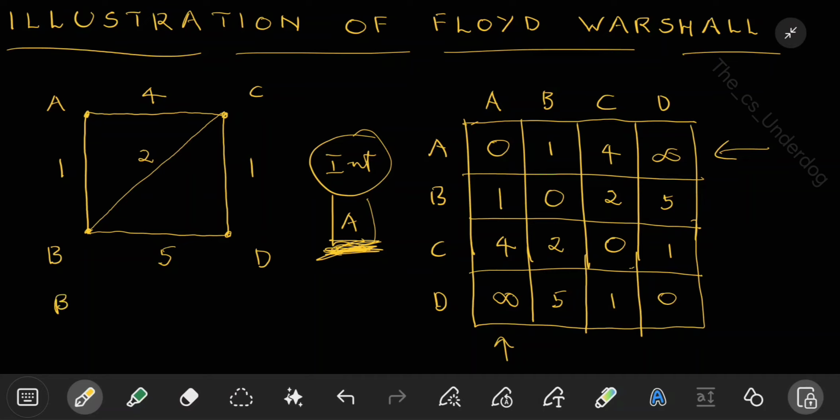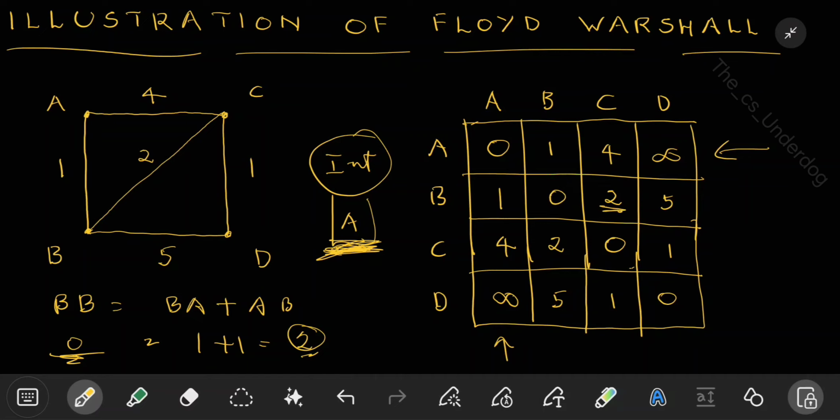Let us see. For BB, initially it was 0. If we consider A, then it will be BA plus AB. What will be the value here? BA and AB both are 1, so it will be 1 plus 1 is equal to 2. But 2 is larger than the existing value, so we don't have to update. Whatever is existing, 0, is the better value, right?